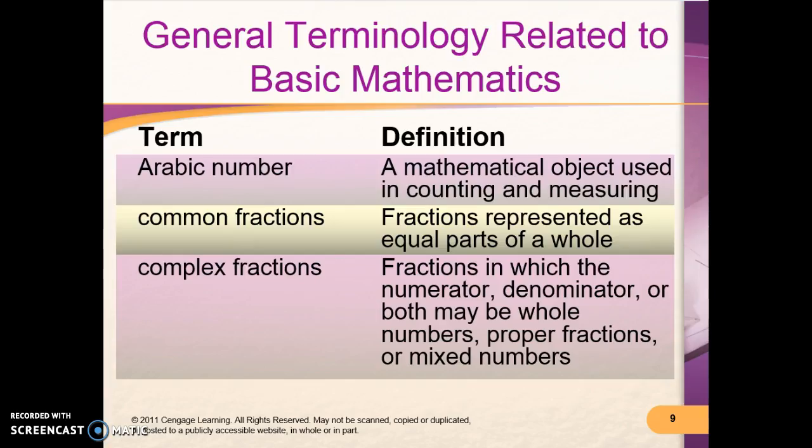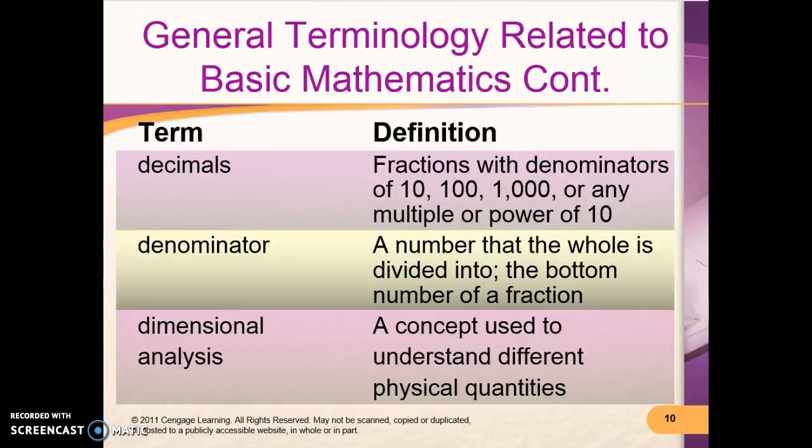And then, of course, there's a lot of other terminology you're going to see. Common fractions, so parts out of a whole. So when the numerator is smaller than the denominator, that's considered a common fraction. Then we've got complex fractions. So we could have whole numbers, we could have mixed numbers, all kinds of things there. Decimals, dimensional analysis is going to be discussed. You'll talk about that more when you actually use it, but it's just another way to do calculations to get from one quantity to another.